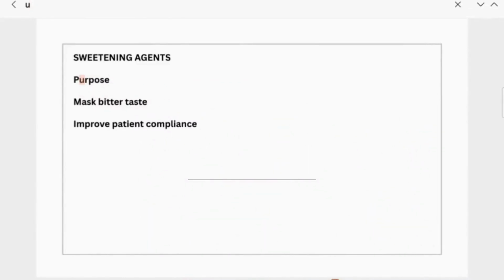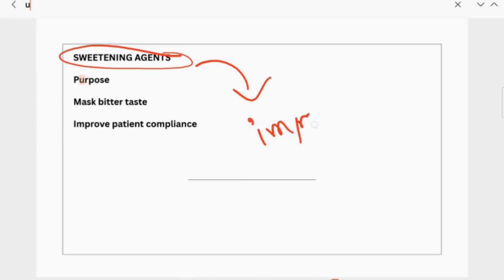Then the sweetening agents. Sweetening agents are mainly added to improve the taste of the formulation.